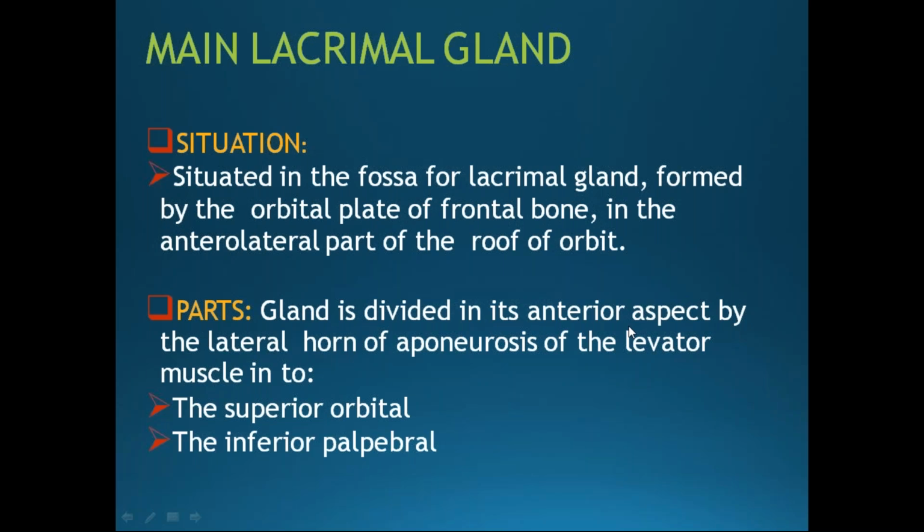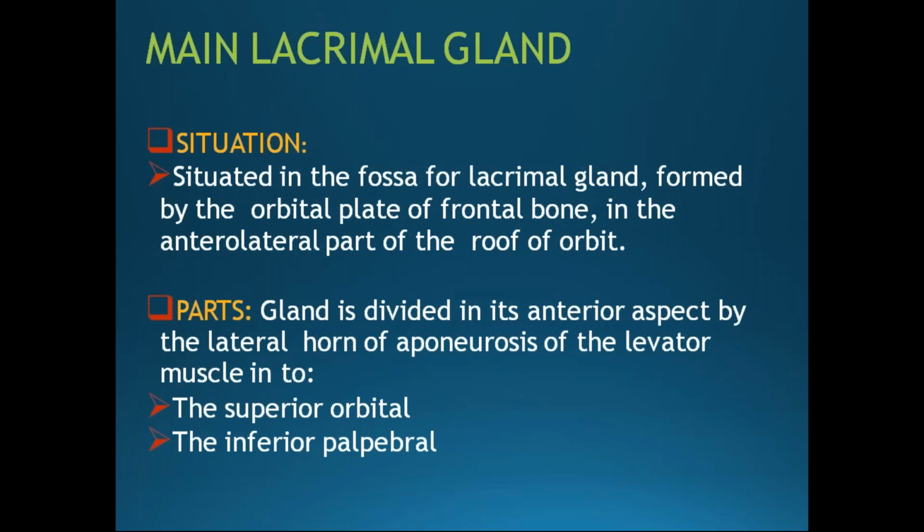The gland is divided in the anterior aspect by the lateral horn of the aponeurosis of the LPS muscle into superior orbital and inferior palpebral parts. The superior part is the orbital part and the inferior part is the palpebral part. The main gland is divided into orbital and palpebral parts by the LPS muscle.